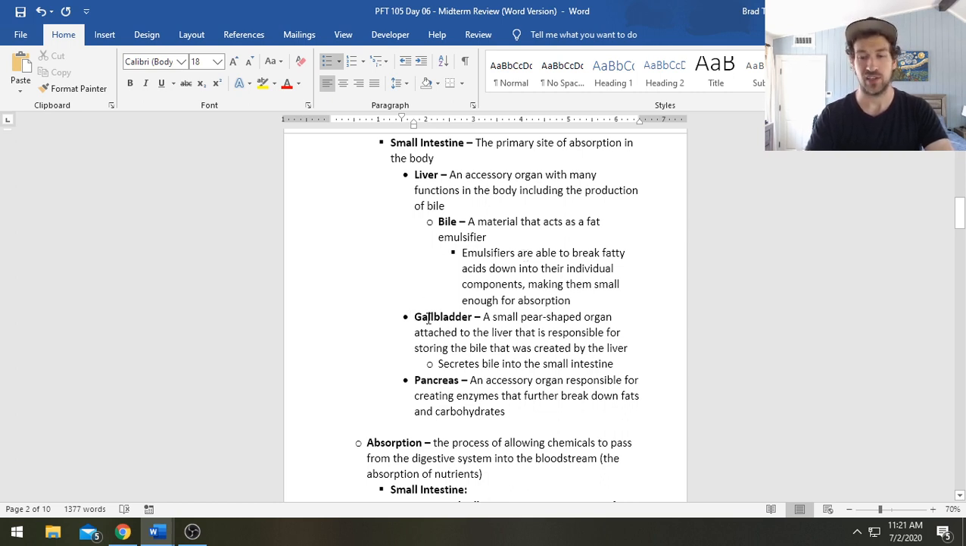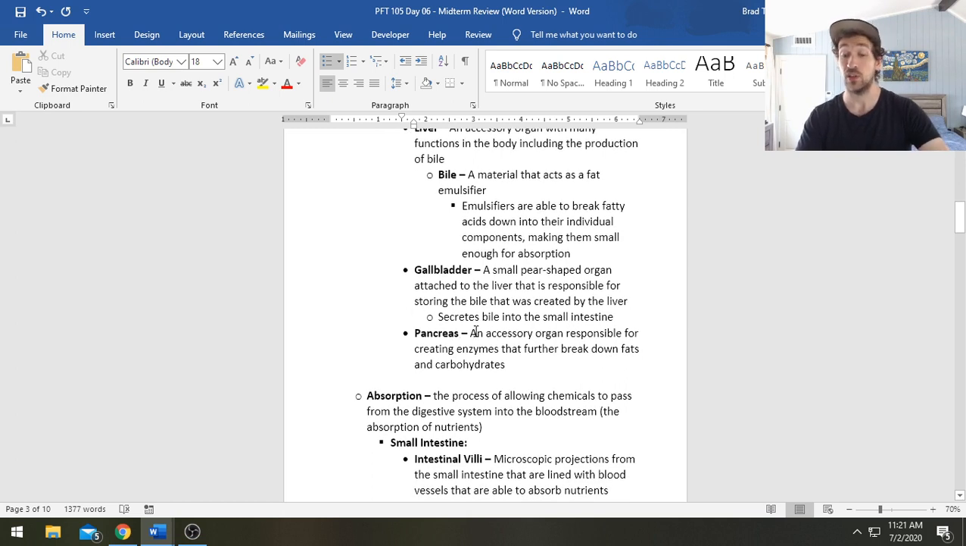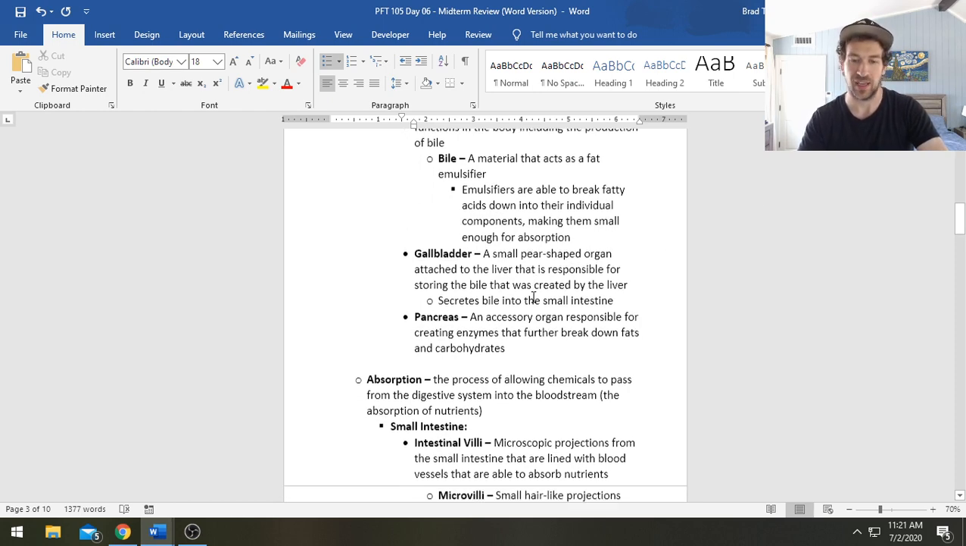Your gallbladder is actually responsible for that. Your liver is always producing bile, and it stores any excess that it makes in your gallbladder. So the gallbladder doesn't necessarily make bile, but it's in charge of dropping that bile off into your small intestine. It's this little pear-shaped organ that secretes it into the small intestine there. You've also got your pancreas, which shares a common tube with those other ones, and that's an accessory organ that creates enzymes that also break down fats and carbohydrates if they happen to survive your stomach acid.